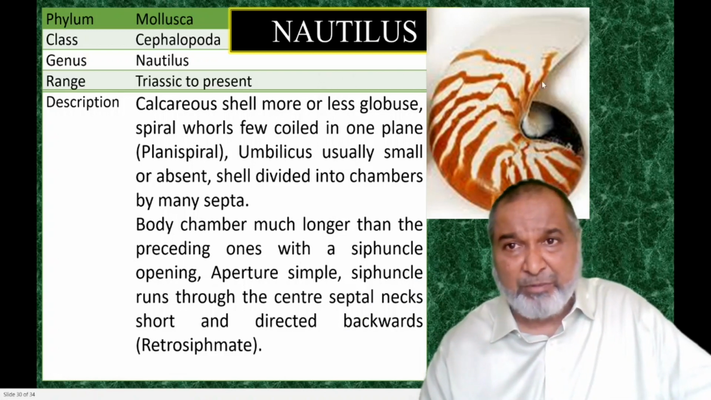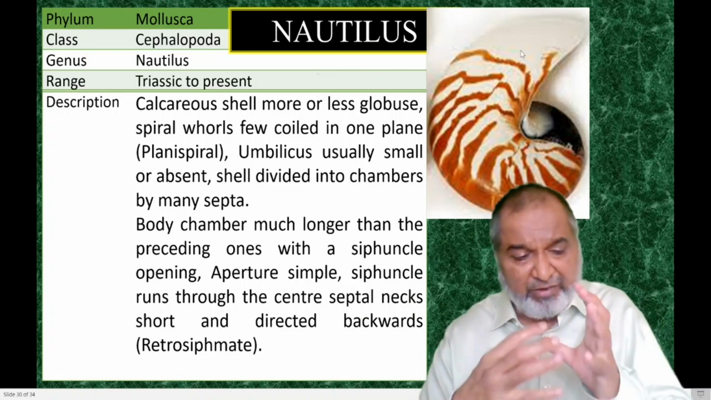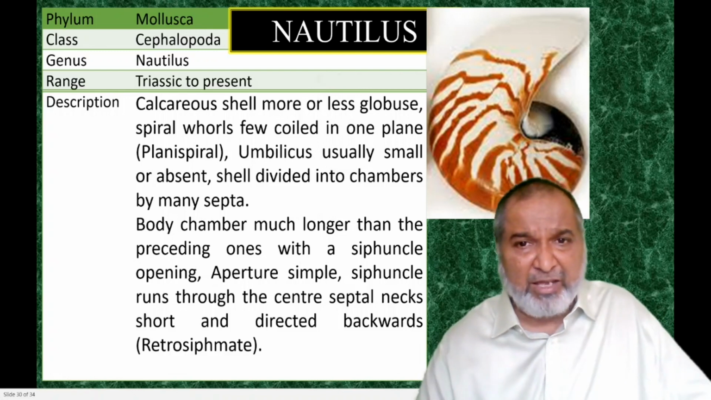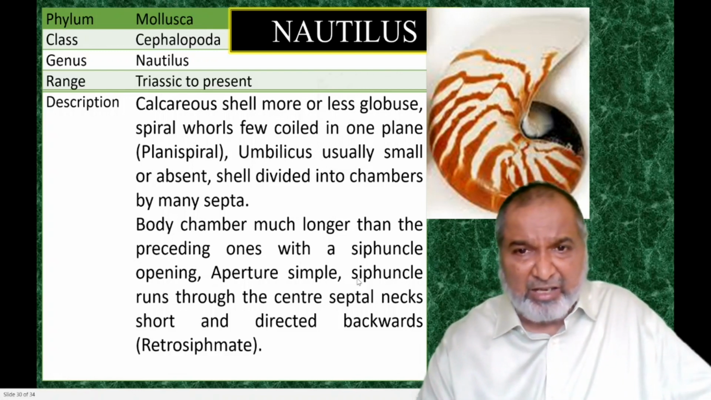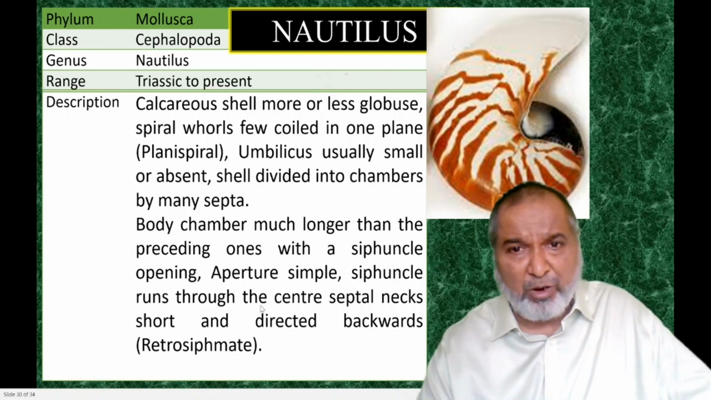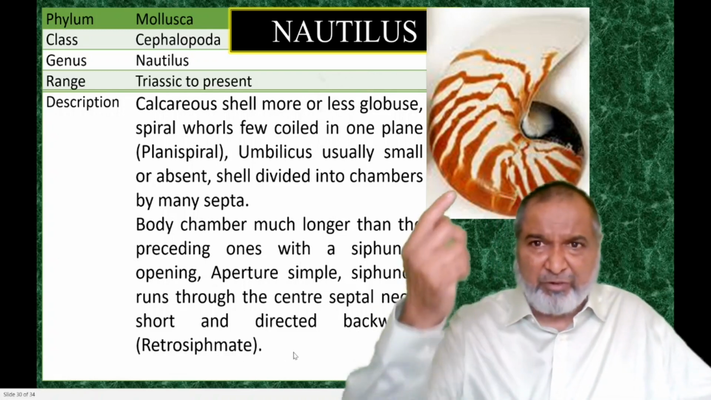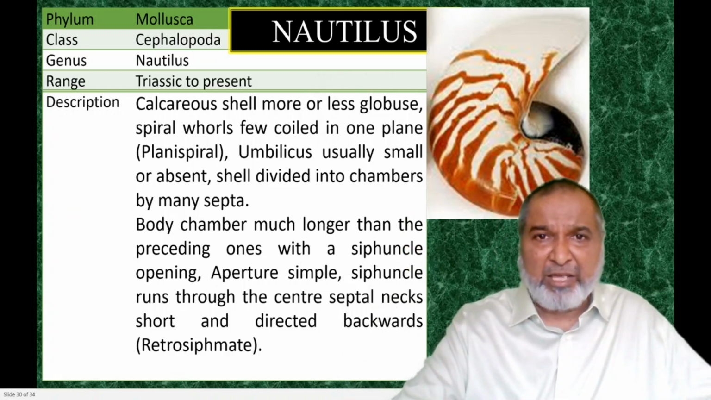Now here is the body chamber, the last wall, where the animal is living, that is the body chamber where we have the siphuncle opening. Aperture is simple, yes, and the siphuncle runs throughout, the central neck is short and directed towards the retrochoanitic. So from the starting point to the last, it will be there.